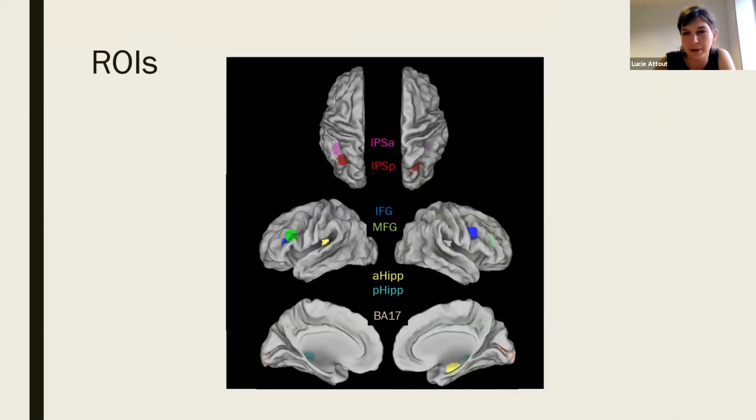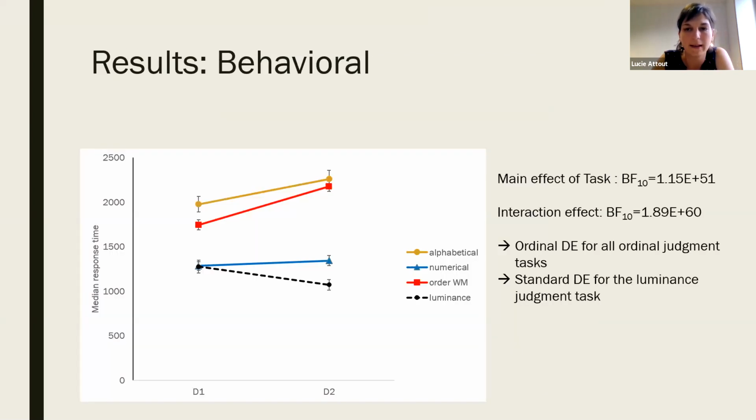To analyze the results, we focused on some regions of interest, including the IPS, anterior and posterior parts, the middle and the inferior frontal gyrus, usually involved in ordinal processes, and also the hippocampus, given that some studies also suggest a role of this region in short-term sequential processes. And finally, we included an occipital area as a control area. Let's turn to the results.